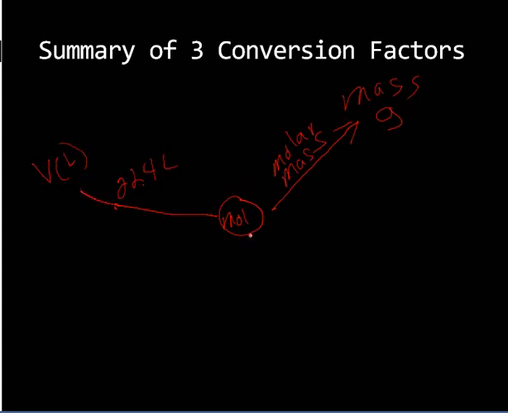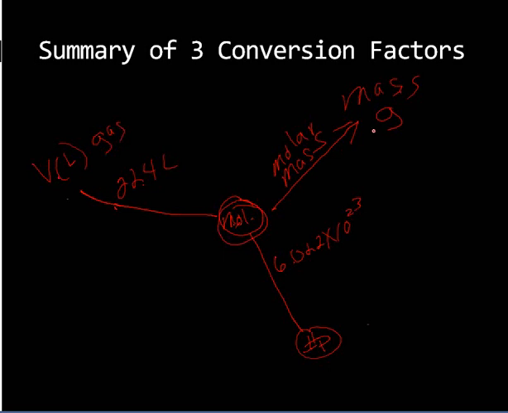In addition, I can also go between moles and number of particles. I'll just call this number of particles. And here I use Avogadro's number, 6.022 times 10 to the 23rd. So this is a little mole map. I can convert between moles and mass, moles and liters for a gas. This is specific to a gas. Or moles and number of particles, atoms, molecules.